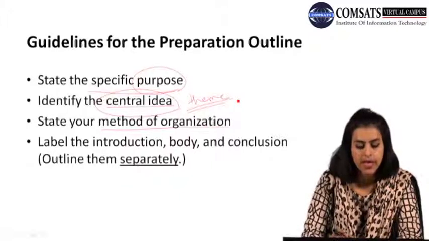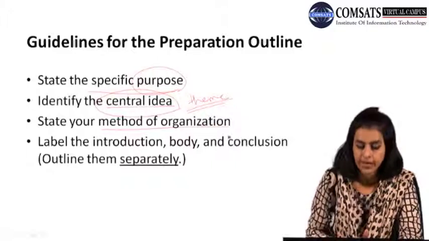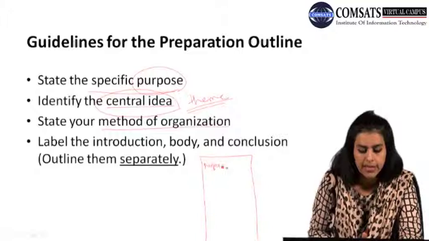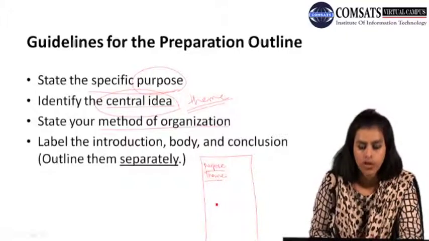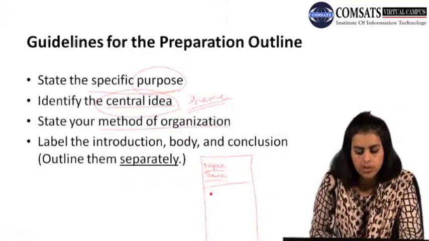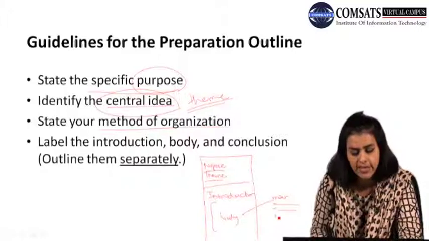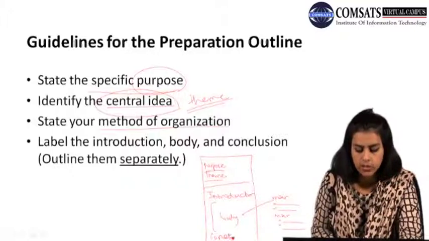Then label the introduction, body and conclusion and outline them separately. For example, if this is going to be your paper, make sure that you have first indicated your purpose properly. Then you have also written down your theme or central idea. Then also make sure of the method of organization in which you would be going. For that, write down your introduction first. Then your body is your second part, where you write down each main point, followed by the supporting details. Then the next main point, followed by its supporting details. And in the end, you write down the conclusion.